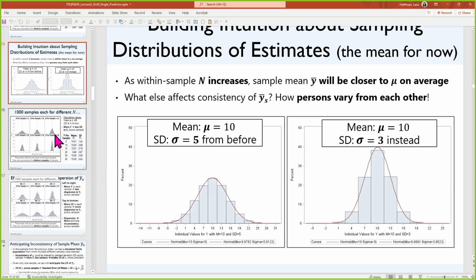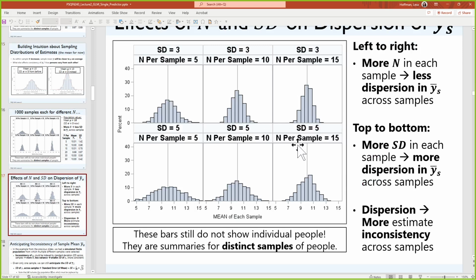I had made some repeated samples then. This is slide 17, where I drew samples, say, of 5 people, 10 people, 15 people from each of those two distributions. What happens is that the fewer the people you have, the smaller the sample, the more noisy each sample's estimate is going to be. There's a bigger difference across samples in what you get, so the spread this way. And if you have a larger standard deviation, so if people are more different from each other within a sample, then you have larger spread as well.